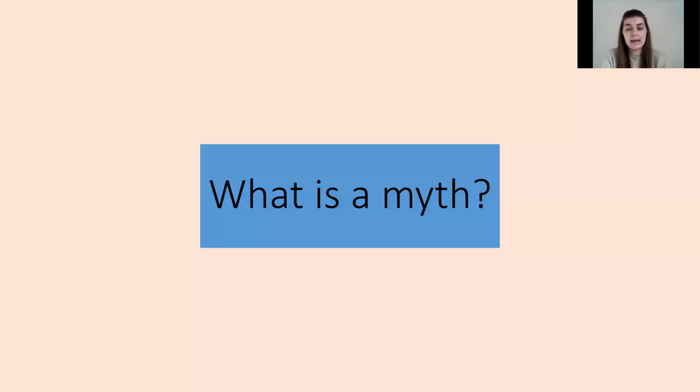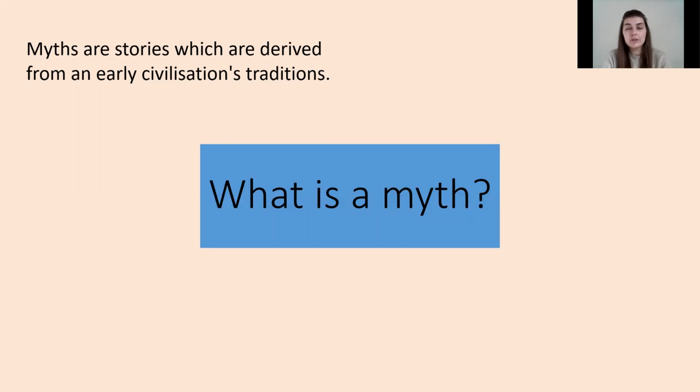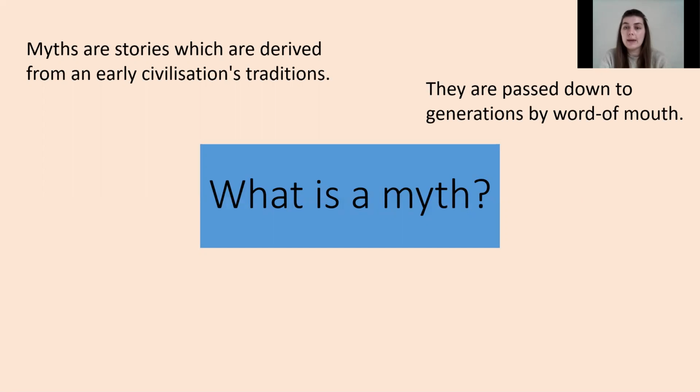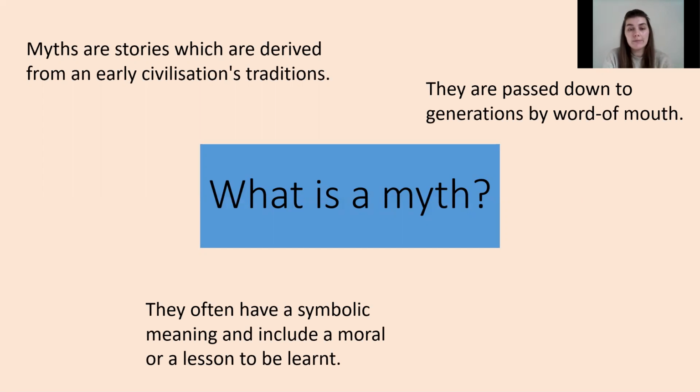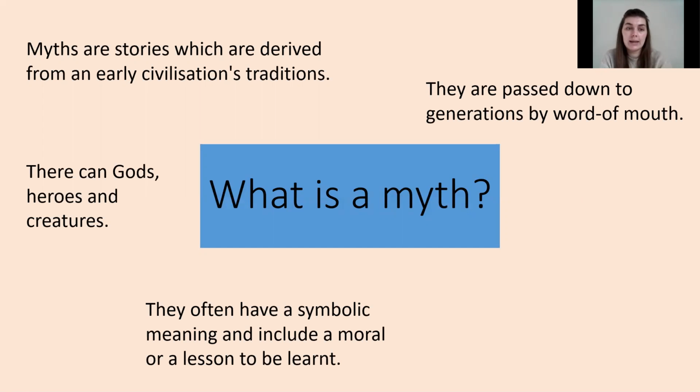So a myth usually has these features. They are stories which are derived from an early civilization's traditions. They are passed down to generations by word of mouth. They often have a symbolic meaning and include a moral or a lesson to be learned. They can feature gods, heroes, and creatures, and some characters are supernatural.